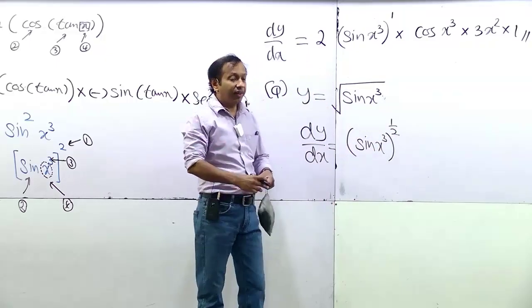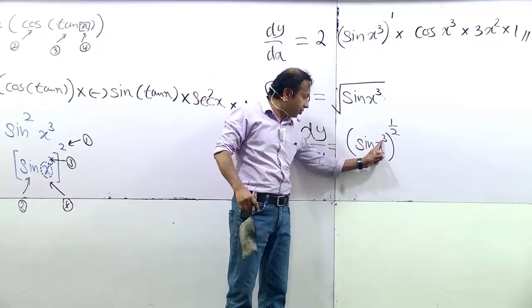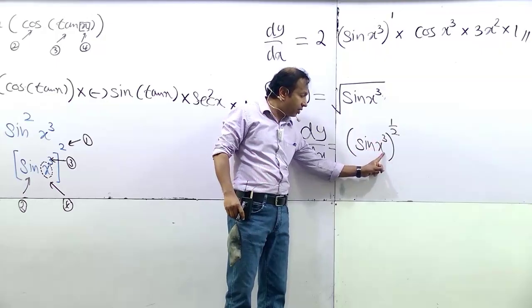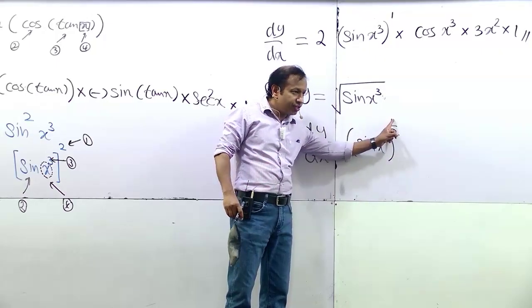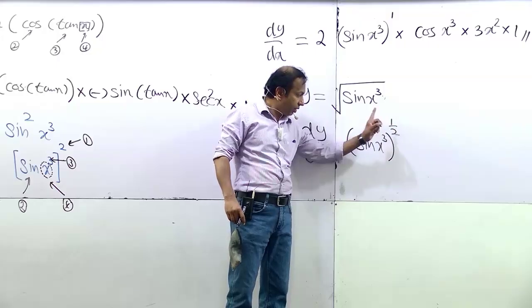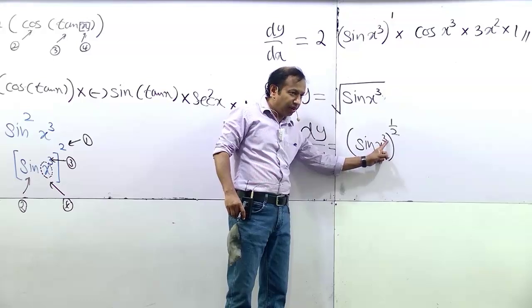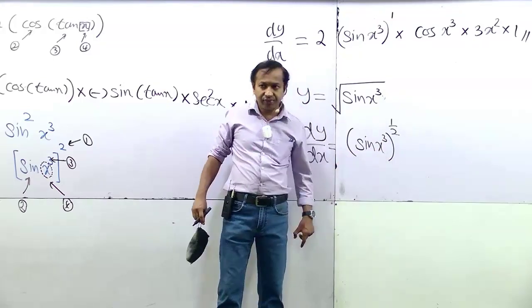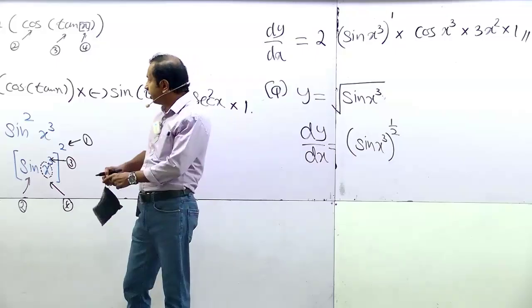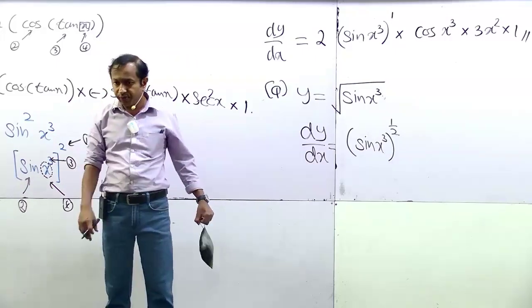Now tell me, that princess should go to this place. What are the barriers? First is power half. Secondly, sine. Third is power 3. Finally, x. That's the order. Same thing, instead of this power 2, now we have power half.